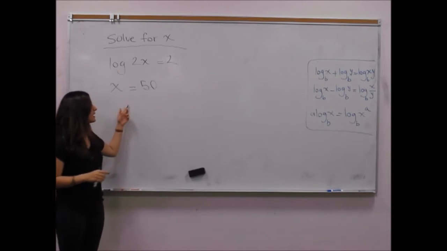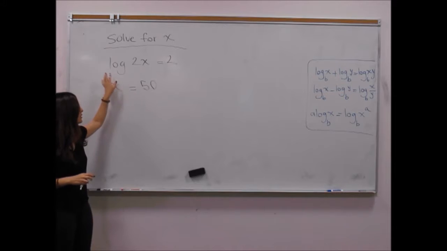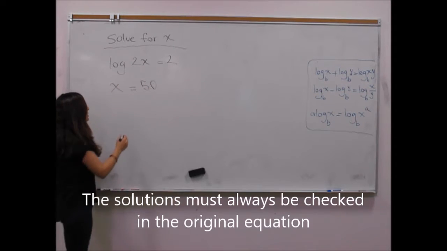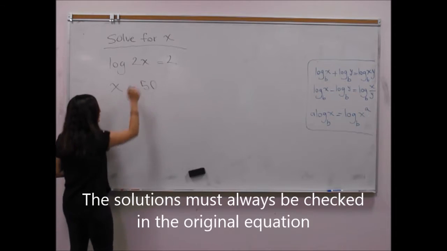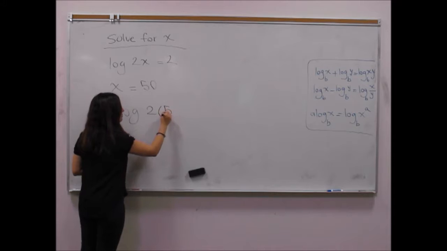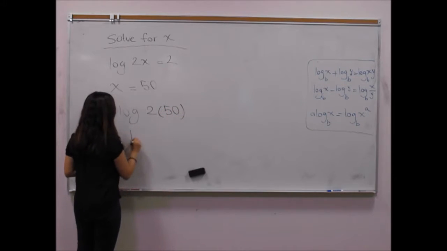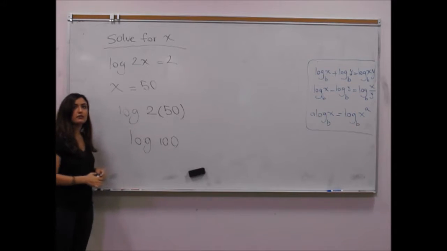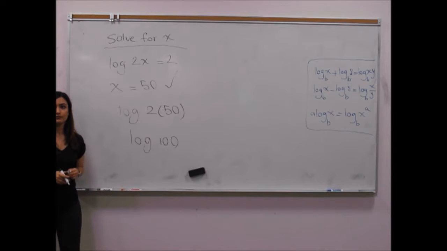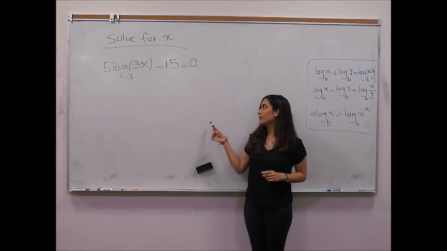Okay, so let's check our answer in the last example. So I had log of 2x equal to 2, and I got that my x is 50. When I plug this 50 into the log, I get log of 2 times 50, which is log of 100, which is a positive number, so this is a valid solution. Okay, so we have another example.